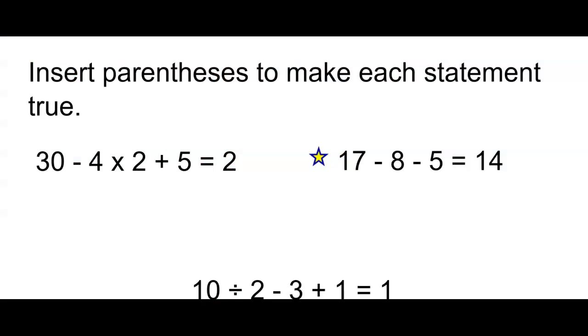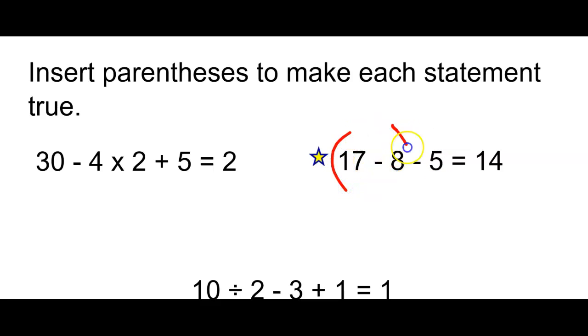Let's try another one of those. I know you see 3 here, but I'm only going to do the one that has the star next to it. If you want to pause and try the other ones and figure those out, that's totally fine. But let's look at this one. We have 17 minus 8 minus 5. So I have 2 choices. I can put it around the 17 minus 8, or I can put it around the 8 minus 5. But I have to pick which place to put it to do the math first to equal 14.